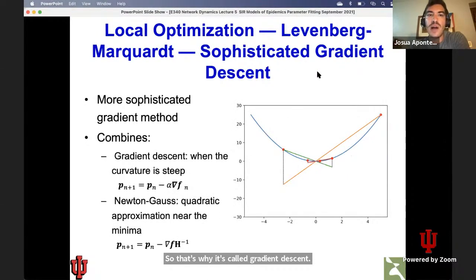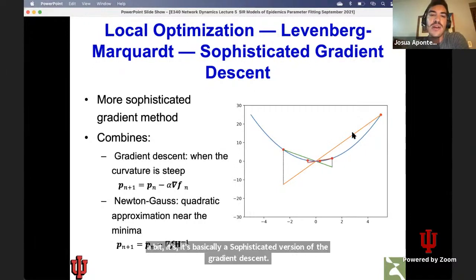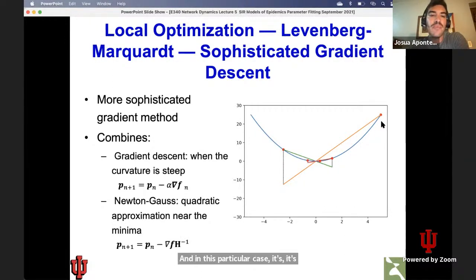Another local optimization algorithm is Levenberg-Marquardt. It's basically a sophisticated version of gradient descent. When the gradient is steeper, it uses gradient descent, but near the minima, where the region tends to flatten out, it uses a quadratic approximation.